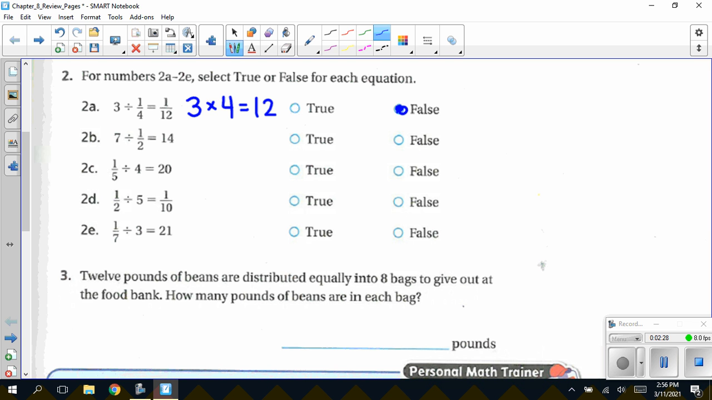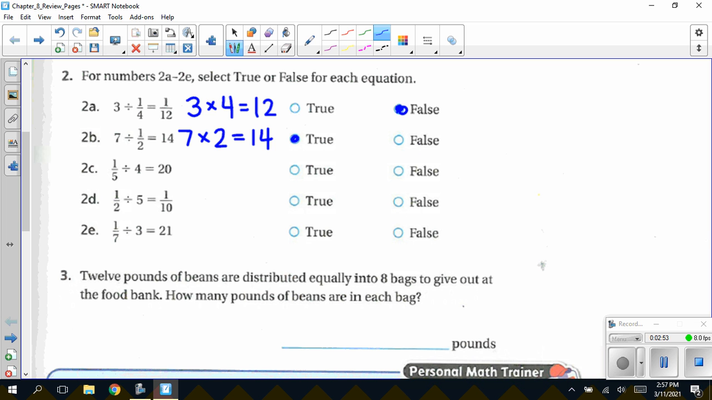Now for 2B, we have 7 divided by 1/2. They say it equals 14. So I'm going to change this to the multiplication problem. 7 times, flip the second number, which changes it to a 2. And 7 times 2 does equal 14. So my work matches their answer, so this would be true.